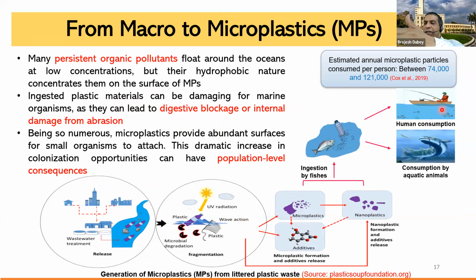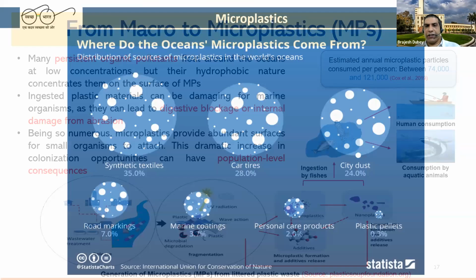ingestion by fish, then human consumption of aquatic animals, and the estimated annual microplastic particles consumed per person is between 74,000 to 120,000, based on a study published almost 2-3 years ago.